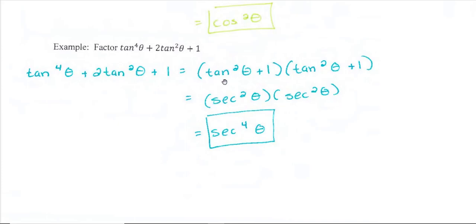Well, tangent squared plus 1 should look familiar to you. That's secant squared. And tangent squared plus 1 again is secant squared. Secant squared times secant squared is secant to the 4th. So when I factored and simplified, that whole thing turned out just to be secant to the 4th of theta.